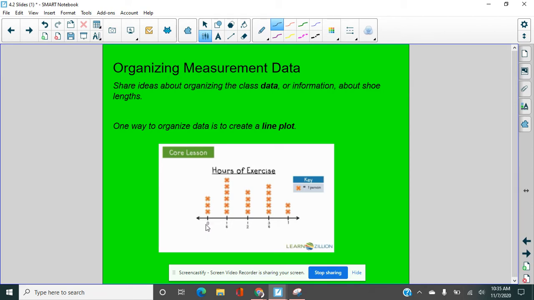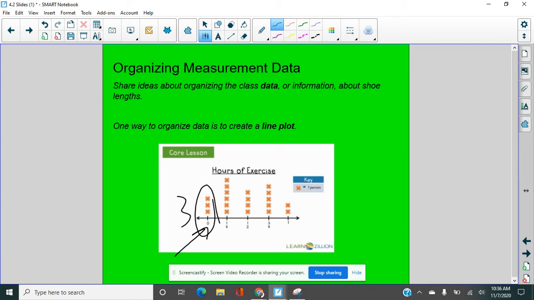And then it has different measurements along the bottom, right? So 0 hours, 1/4 of an hour, 1/2 of an hour, 3/4 of an hour, and 1 hour. So this number right here on the end represents the smallest number of hours of exercise, right? The people, and you can see three people exercised 0. Poor guys. They're probably playing too many video games, right? Video games can be good, but not if you don't get any exercise also.